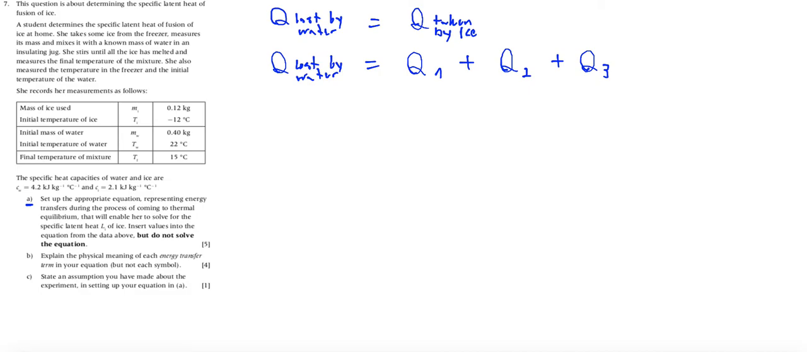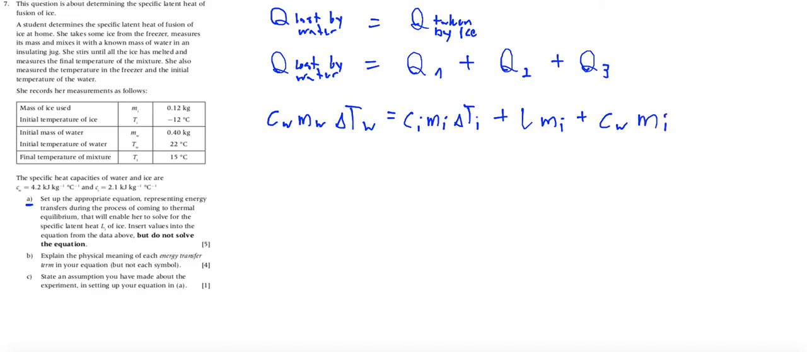Okay, so this is specific heat capacity of water times mass of water times delta T of water, is equal to specific heat capacity of ice times mass of ice times delta T of ice, next the process of melting, specific latent heat of fusion times mass of ice, and increasing the temperature of water from ice. So we have water, so specific heat capacity of water. Water from ice has the same mass as ice at the beginning, and delta T of water from ice.